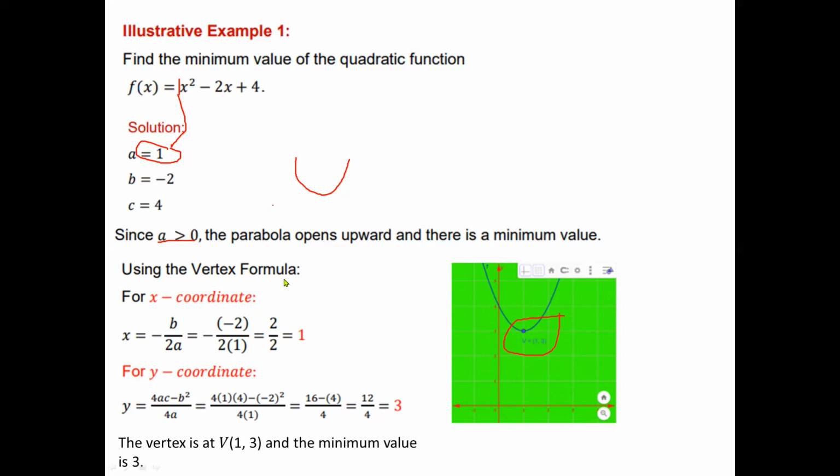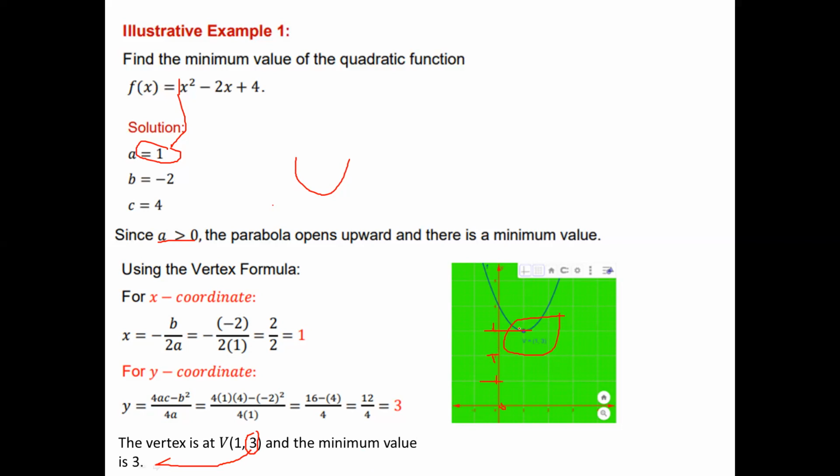So the vertex is at 1 and 3. And the minimum value is 3. Yung pinakababa anak. Ito kasi 0, turo ko siya. Di ba ito yung 0? 1, 2, 3. Ito yung 3. Hanapin mo yung minimum value sa ordinate. Ito yon. Okay? Ang movement is upward yan.